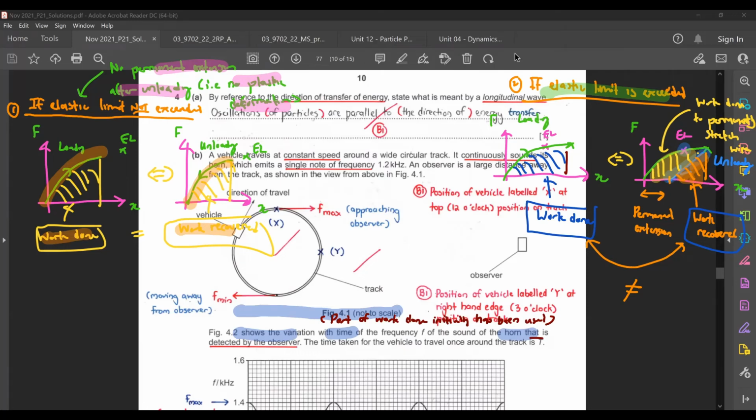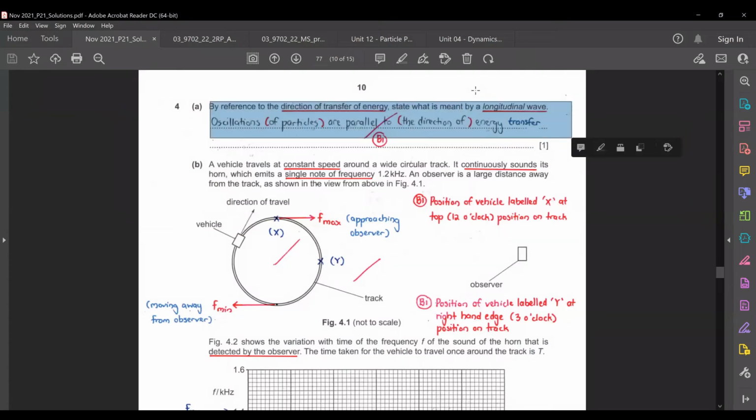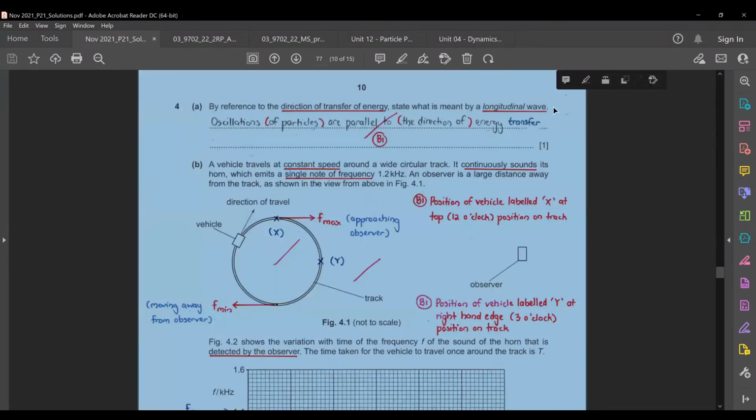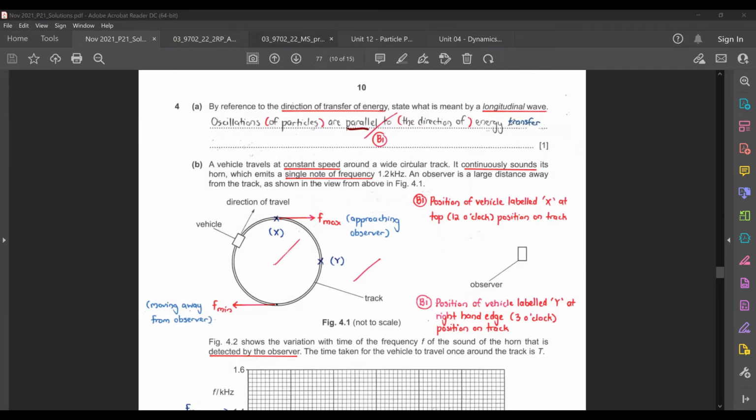This one is question 4. All right, now by reference to direction of transfer of energy, state what is meant by longitudinal wave. Longitudinal wave is where oscillation of particles are parallel to the direction of energy transfer. Okay.